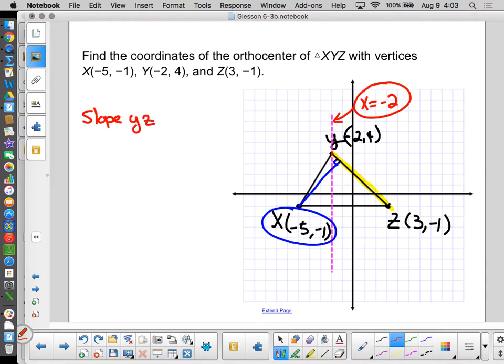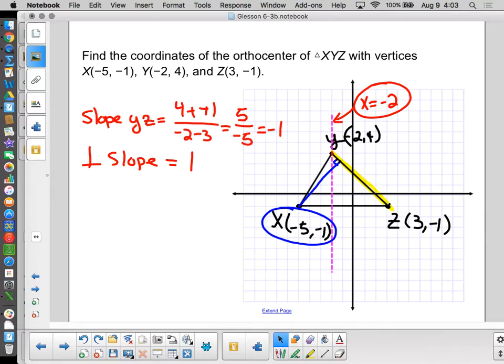The slope of YZ is going to be change in Y, 4 minus negative 1, which would be plus, over change in X, negative 2 minus 3. Or 5 over negative 5, which is negative 1. Fantastic. That actually works out really nice as a slope. The slope is negative 1. So the perpendicular slope for the altitude has to be the negative reciprocal of negative 1, which is positive 1.